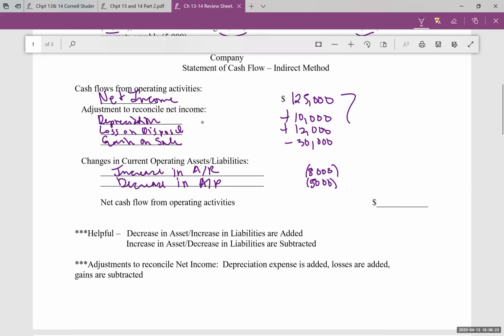Taking all these things into consideration, we're going to add all that up: plus 125, plus 10, plus 12, minus 30, and so on and so forth. We come to the net cash flow from operating activities. Here's some helpful hints on how we did that right up there above.